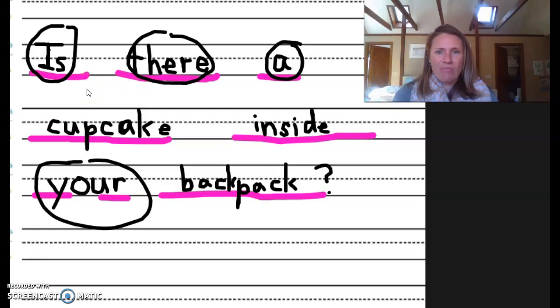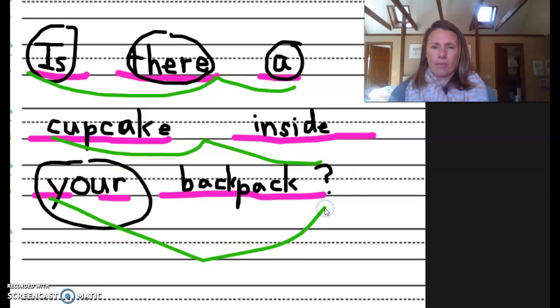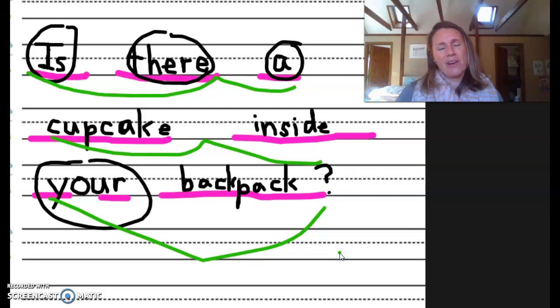Okay, I think I checked everything. Now I need to scoop it and read it. Is there a cupcake inside your backpack? I think I can get smoother. Is there a cupcake inside your backpack? Is there a cupcake inside your backpack? I hope not. The frosting's going to get everywhere.